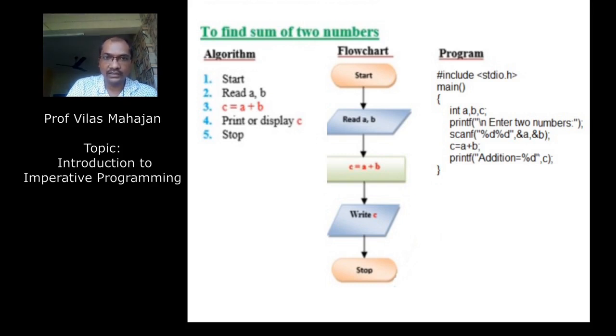The same algorithm is represented in a pictorial form, or we can see it in a graphical form. Here start, this first step belongs to this particular symbol. There is another symbol where we have written instructions to read data. Another next symbol is there to perform the operation. One more symbol is there to display the result, and the last one is stop. This one is the flowchart, and this is a program.